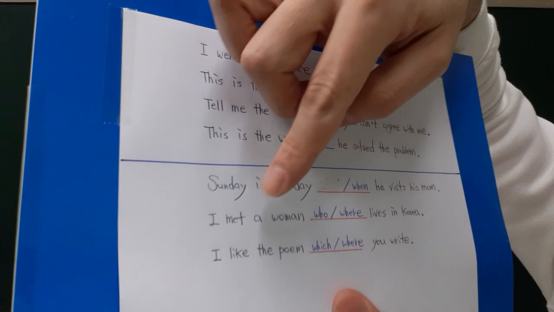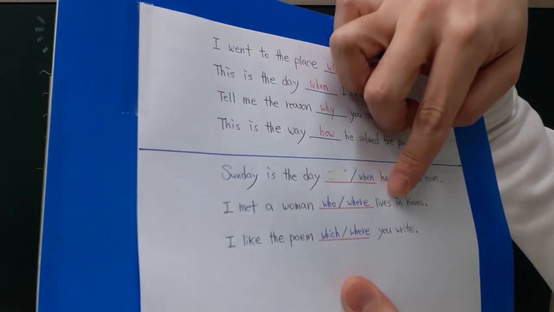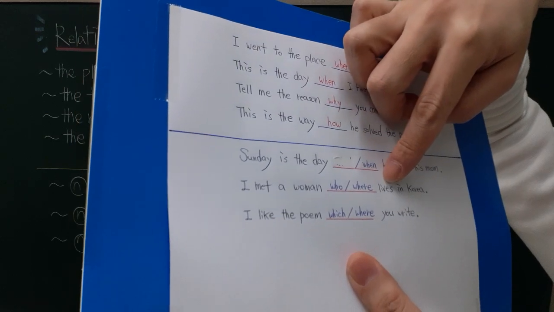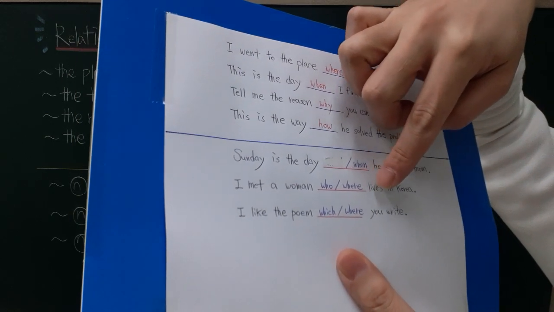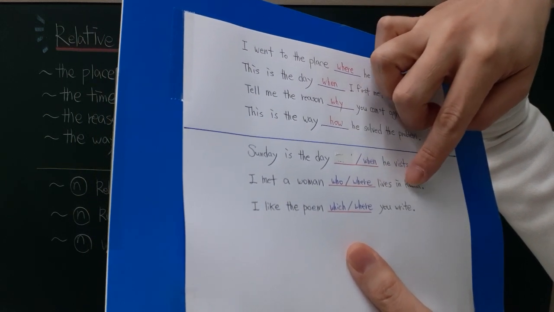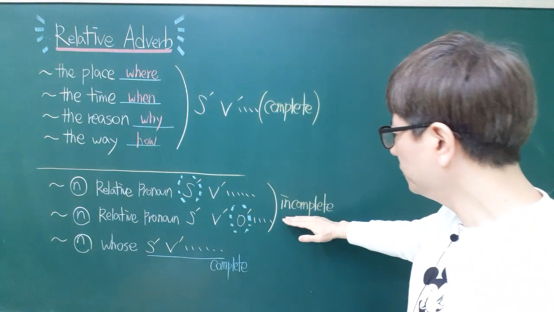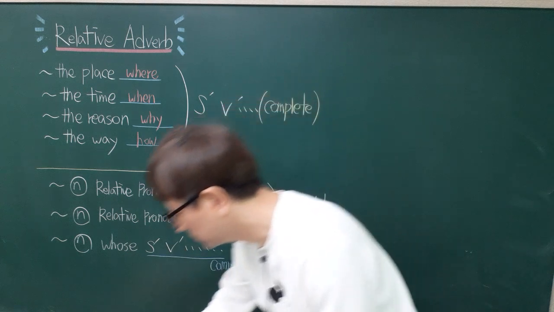The next question. I met a woman blank lives in Korea. There's no subject, lives is a verb, so it's an incomplete sentence, then we should have a relative pronoun.